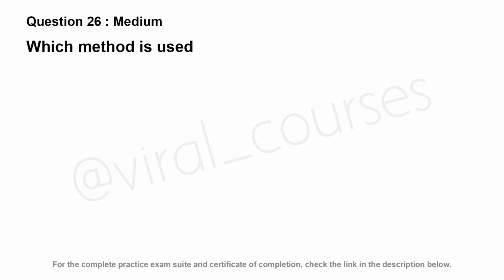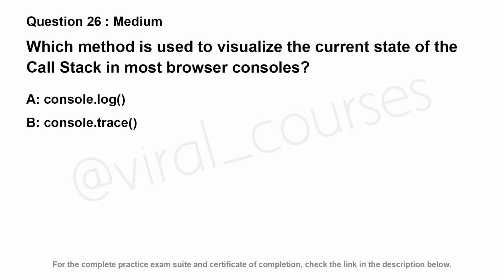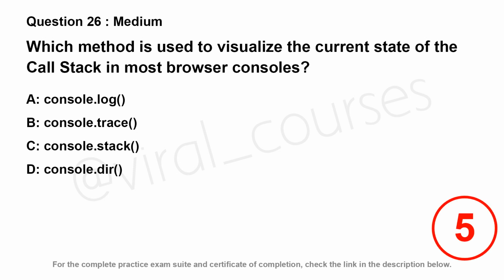Which method is used to visualize the current state of the call stack in most browser consoles? Option A, console.log. Option B, console.trace. Option C, console.stack. Option D, console.dir.